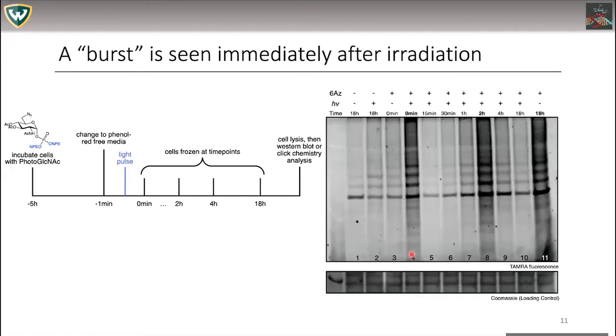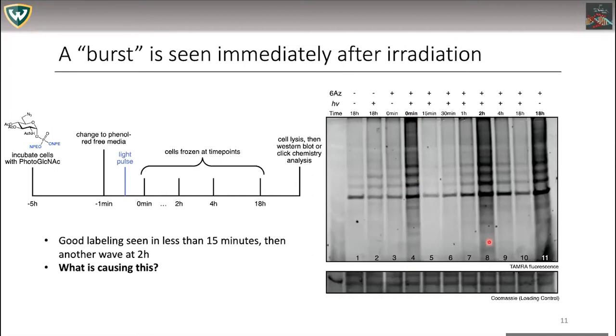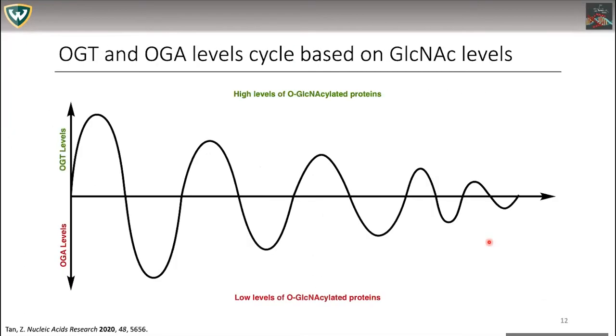But this really weird phenomenon happened where after 15 minutes, there's suddenly no labeling, and it comes back after 2 hours. And so we looked at this and we saw this really awesome result. We asked ourselves, what could be causing this? Why did the labeling drop, and then why did it come back? There's this paper from the Walker lab that discusses OGT and OGA levels and how they can cycle based on GlcNAc levels in the cell.